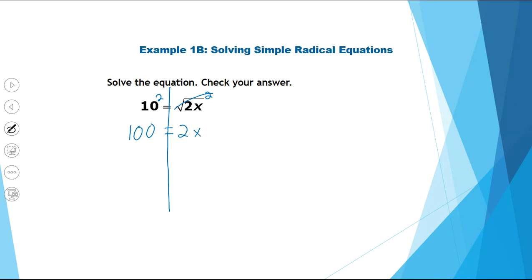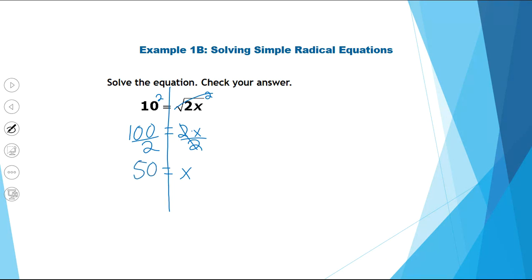Remember, it does not affect what's inside the square root. It simply removes the radical sign. And of course, now I can divide by 2. I'm multiplying 2 to x. I'm going to divide it to get rid of the 2 and leave me with just x equal to 100 divided by 2, which is 50.